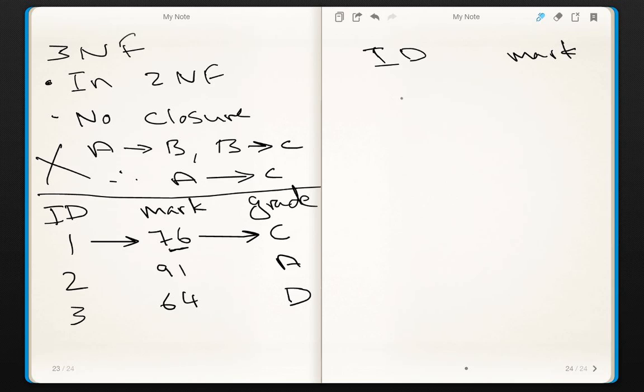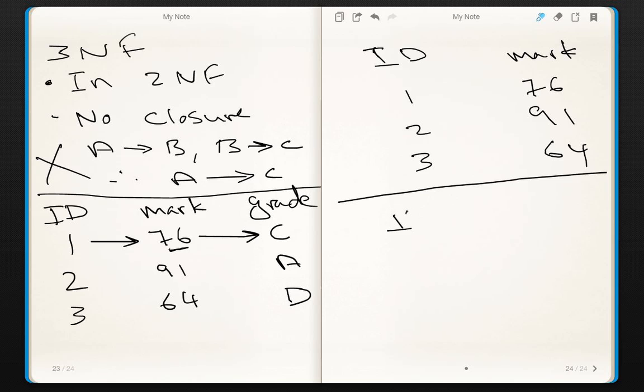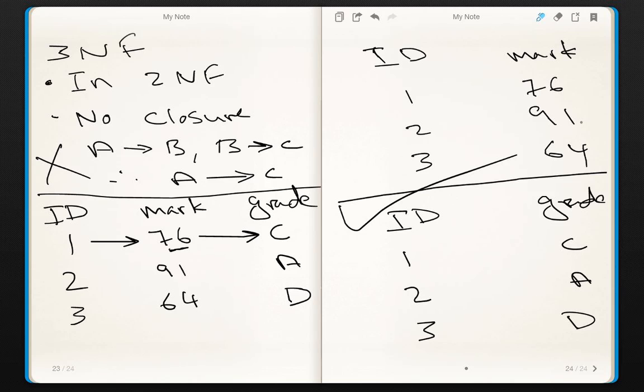So we say, okay, then student 1 got 76, student 2 got 91, and student 3 got 64. That's our first table, right? We can also have the ID with the grade. So we have again student 1 with the grade C, student 2 with the grade A, and student 3 with the grade D. Okay, so now we converted our table into a third normal form. I think it's easy enough.